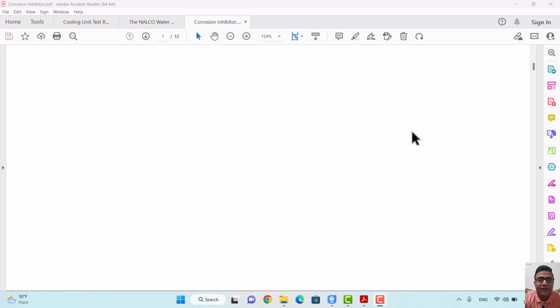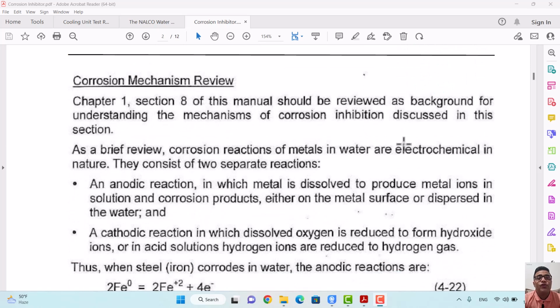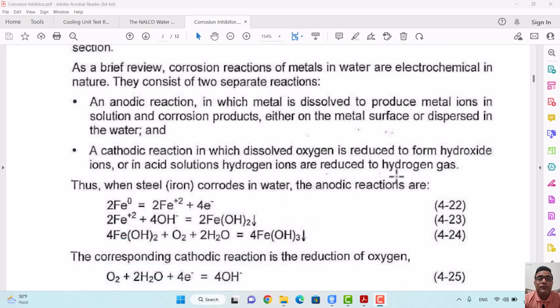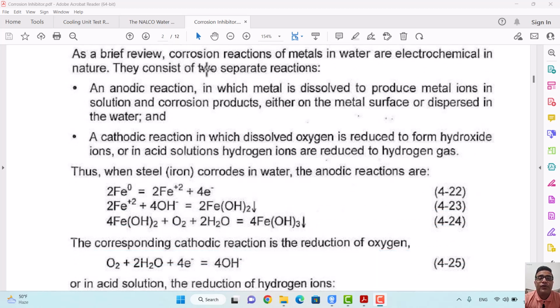So I'm going to start here: why we need corrosion inhibitors to be added to cooling water systems. As a brief review, corrosion reactions of metals in water are electrochemical in nature. They consist of two separate reactions: an anodic reaction in which metal is dissolved to produce metal ions in solution and corrosion products either on the metal surface or dispersed in the water, and a cathodic reaction in which dissolved oxygen is reduced to form hydroxide ions, or in acid solution hydrogen ions are reduced to hydrogen gas.